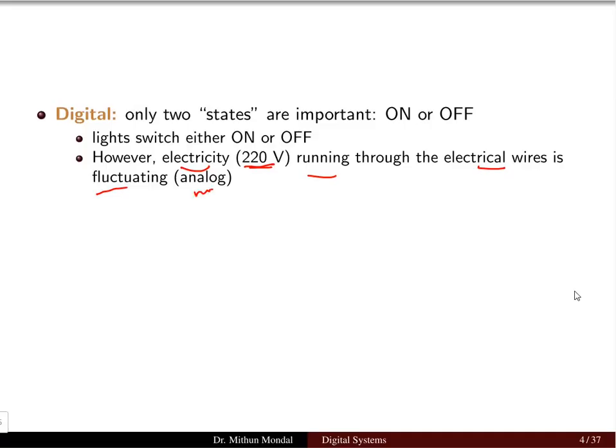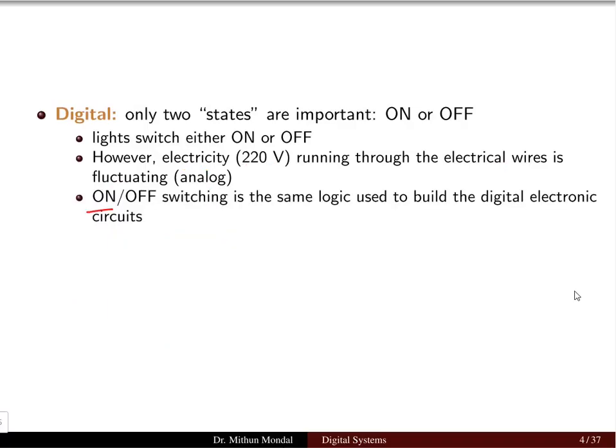Whatever the charges are going through the transmission line, driven at a constant voltage, if for a particular duration of time t we are measuring that voltage or current, that is the digital system. In the analog system it is continuous, but the digital system leads to some samples which we are measuring. On and off switching is the same logic which is used to build any digital electronic circuit.